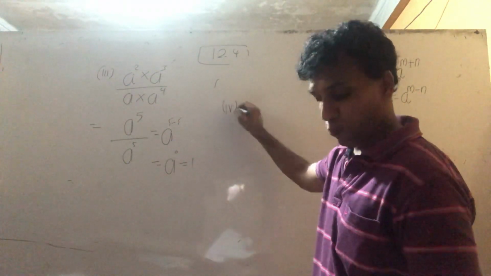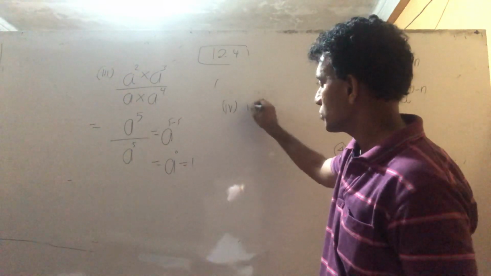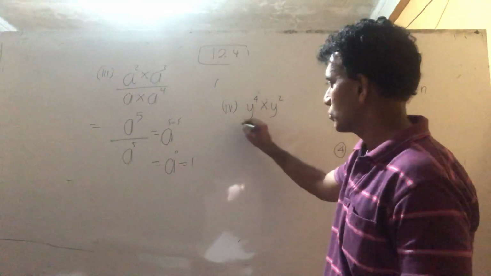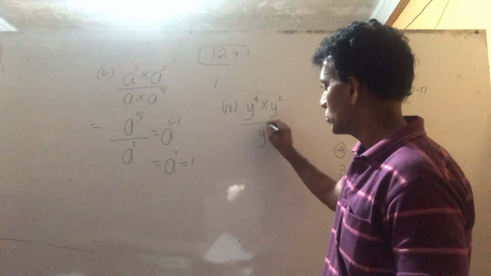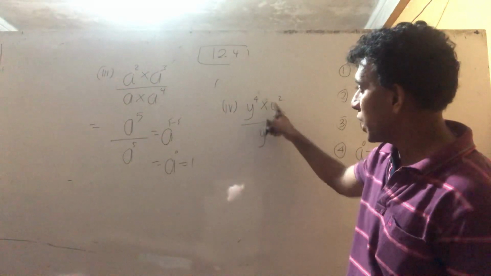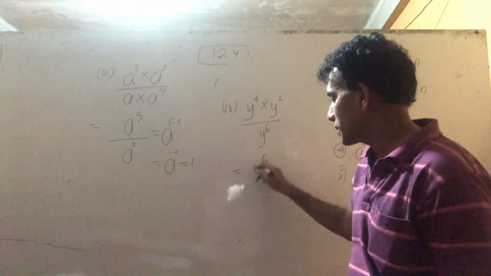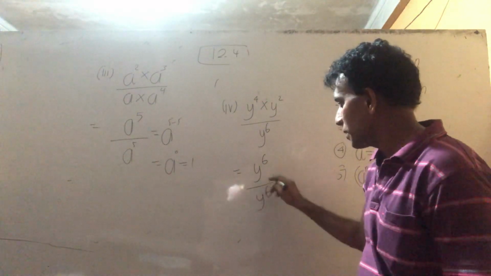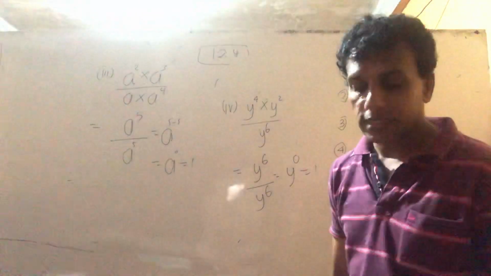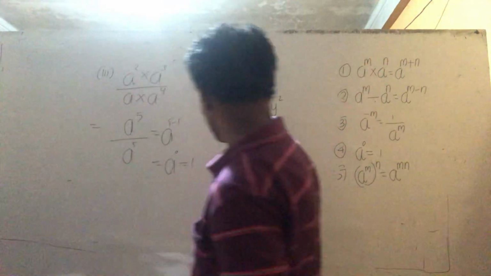Next problem 4. x to the power 4, y to the power 4. Find the answer. Bases are the same, multiply means add the powers. Below this, over there, y to the power 6, y to the power 6. So y to the power 6 minus 6, 0, that is 1. Bases are the same. When you divide, subtract the powers. So all of this type give 1.